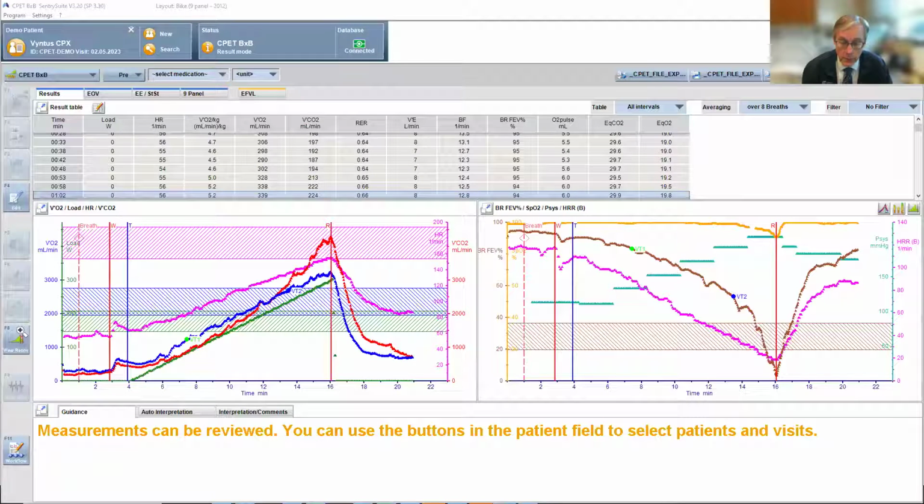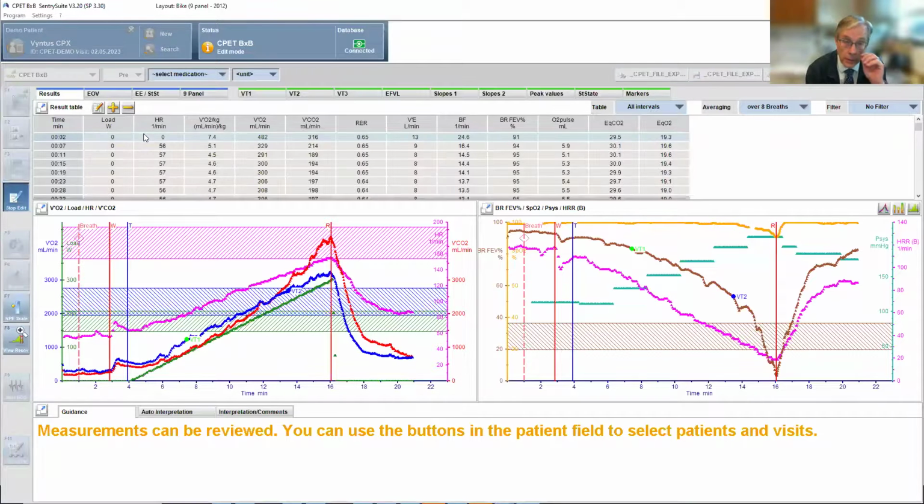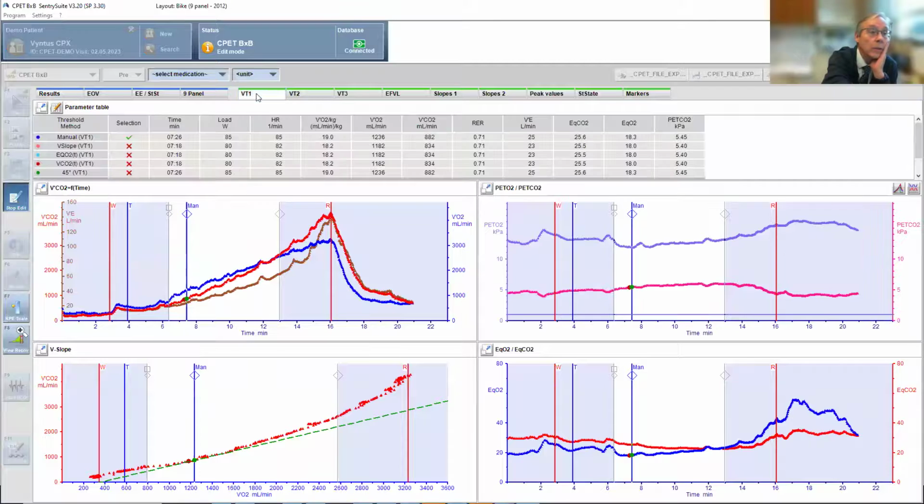So if you have an area where you've set up your computer to do evaluation, you can take the software and look at the particular test and then actually go over what's happened during the test. So this would be an example of what you'd be seeing during the test. You see the actual breath by breath here at the top.